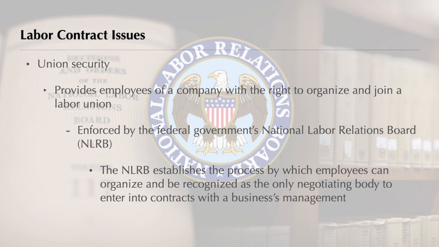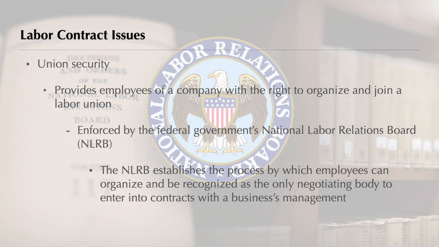As she negotiates the terms of the labor contract, Kara also ensures that workers are free to join the union. In other words, employees of the new tour company will be able to participate in the union without worrying about whether company owners approve of union activities. In its broadest sense, union security provides workers with the right to organize and join a union. This right is enforced by the National Labor Relations Board, or the NLRB.